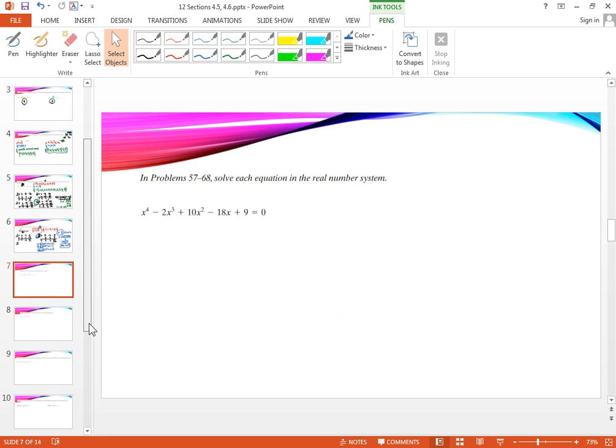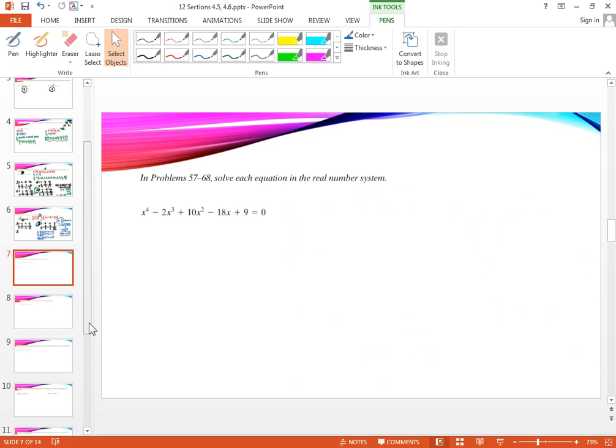Want to try another? I'm just trying to do several examples of these. Feel free to stop and work it yourself and then come back. All right. So let's see. So I'm supposed to solve this. This one is degree 4.